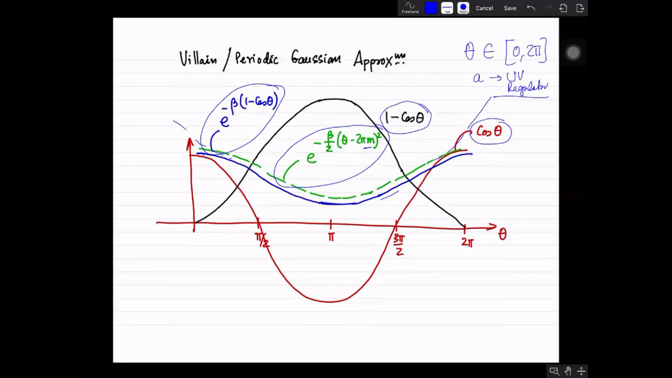So this is basically the approximation which goes under the name of the Villain approximation, or periodic Gaussian approximation. If I had put m equal to 0, this would be like a Gaussian approximation, like expanding the cosine, but instead of doing that, I do it at every interval. This is why it's a periodic Gaussian approximation. So let's treat this Hamiltonian within this periodic Gaussian approximation, and then we try to understand the fallout.